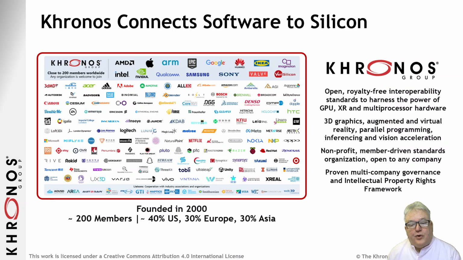If you haven't met us before, Khronos is an international, non-profit standards consortium that is open to all, and our standards are royalty-free for the industry to use. Our focus is on enabling applications to access the power of acceleration for 3D graphics, virtual and augmented reality, vision processing, and parallel computation. We were founded in 2000 and we have close to 200 members from all around the world.